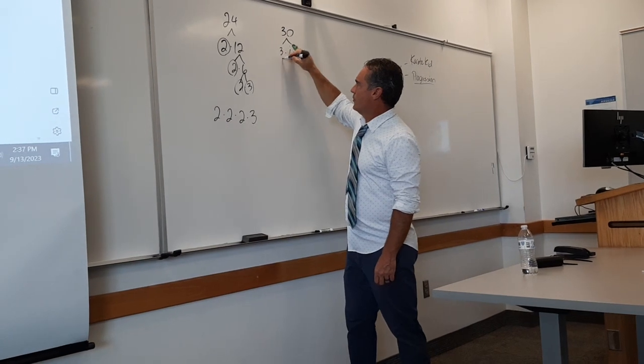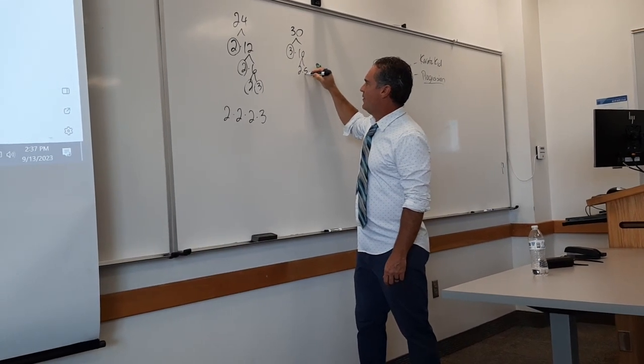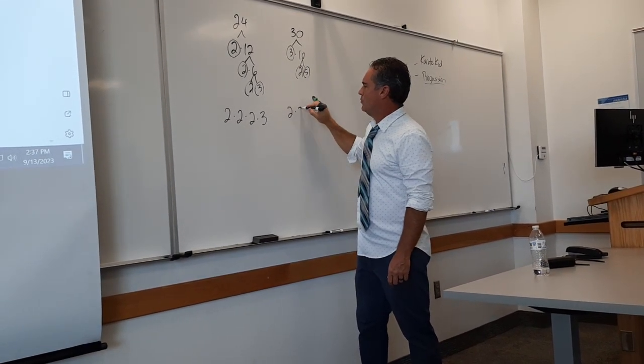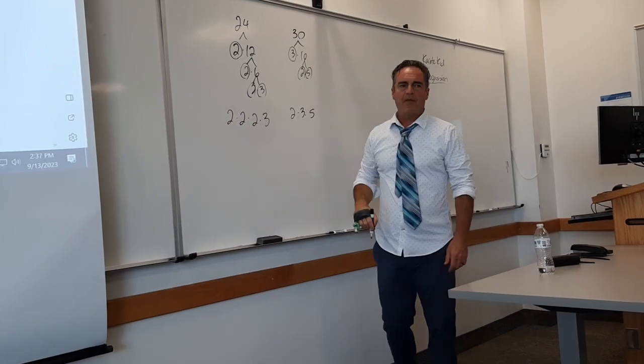3 and 10. Circle the 3, it's prime. Repeat. 2 and 5. Circle, circle. Put them in order. 2 times 3 times 5. Say woo if you got that right.